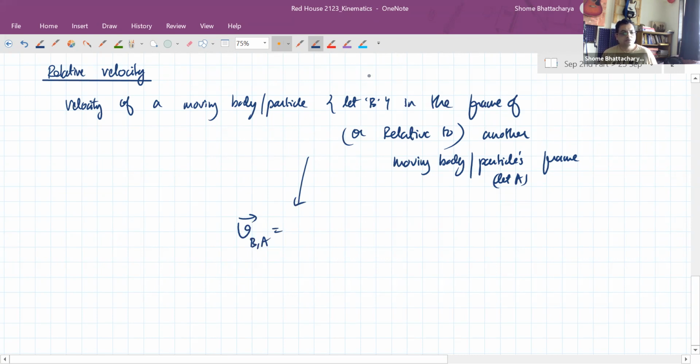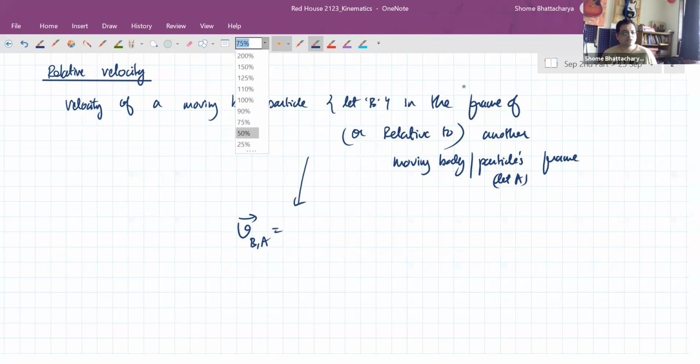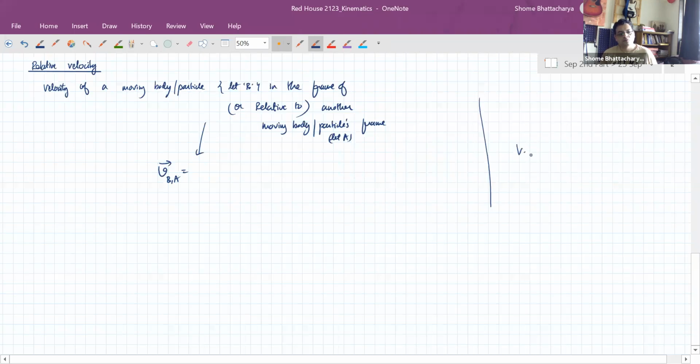So now, in kinematics, we have seen the definition of velocity. What was the definition of instantaneous velocity in kinematics? It is rate of change of position or rate of change of displacement. Both are equally valid. So here it becomes rate of change of relative position, or we can say that's the same thing as rate of change of relative displacement.